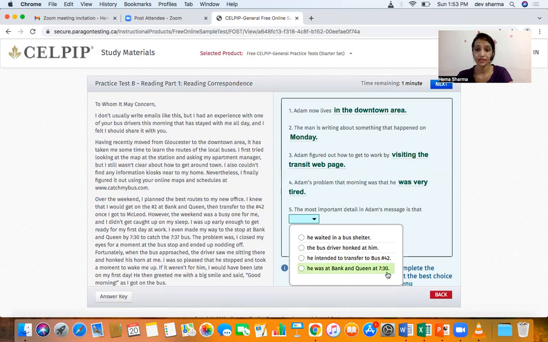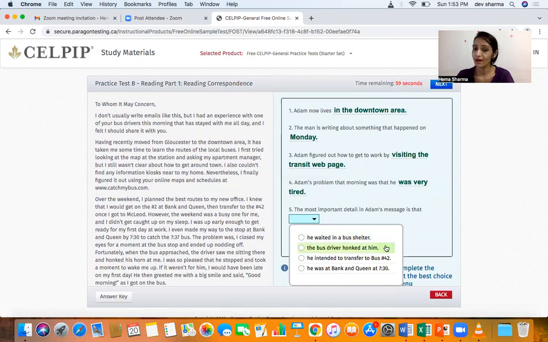Okay. And he intended to transfer to bus number 42. Clearly, you can make out this is wrong. This was not mentioned anywhere. The bus driver honked at him. Yes. So, and he waited in a bus shelter. This is not, I think, very important because the question says the most important detail in Adam's message is that. So option number 1 and 3 are clearly gone now.